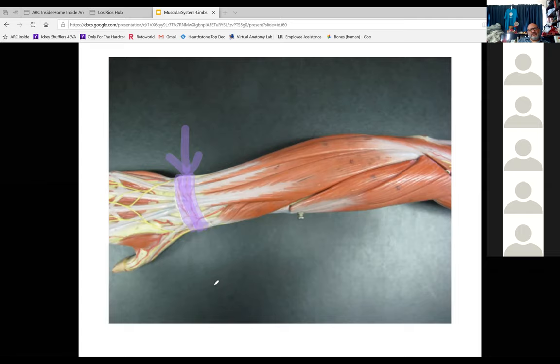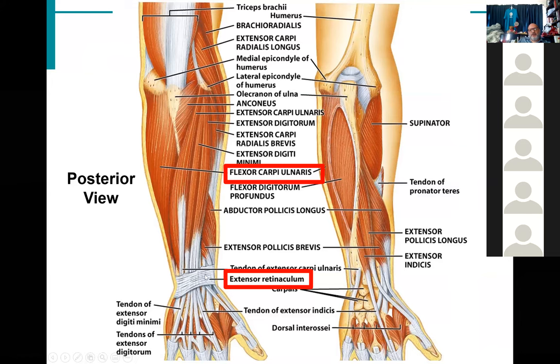If only I had a list of the structures I was responsible for. Flexor retinaculum. Well, remember, the one in the front would be the flexor retinaculum. So the one on the back would be the extensor retinaculum. Excellent. So there is the extensor retinaculum. And that's what our picture from the textbook shows as well.